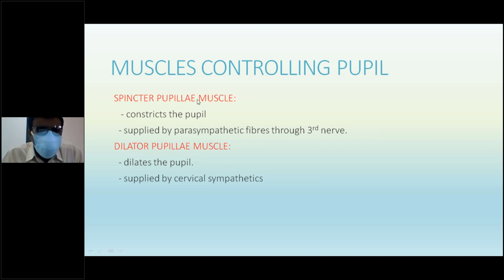Muscles controlling the pupil: sphincter pupillae muscle and dilator pupillae muscle. Sphincter pupillae muscle constricts the pupil. It is supplied by the parasympathetic fibers through the third nerve. Dilator pupillae muscle dilates the pupil and it is supplied by the cervical sympathetic. Where do the cervical sympathetic fibers originate? They originate from the cervical sympathetic ganglion. So the dilator pupillae dilates the pupil, and the sphincter pupillae constricts the pupil. Sphincter pupillae is supplied by the parasympathetic fibers through the third nerve.